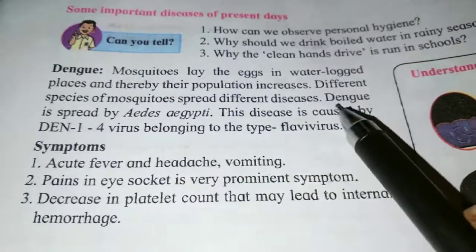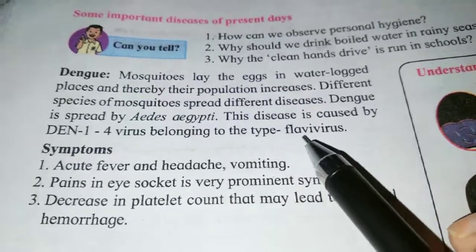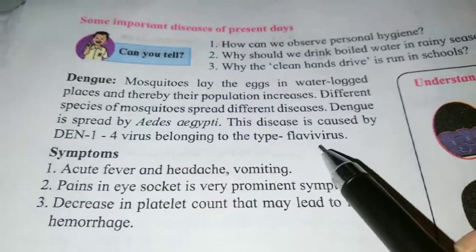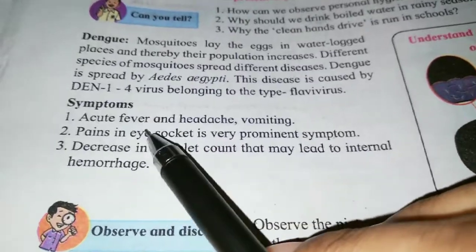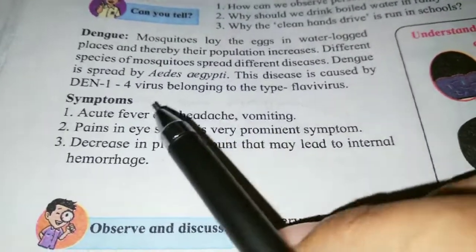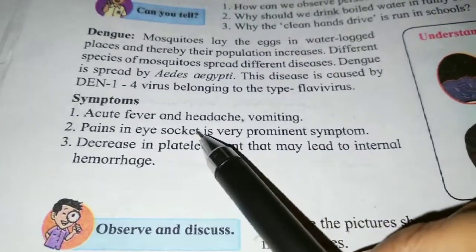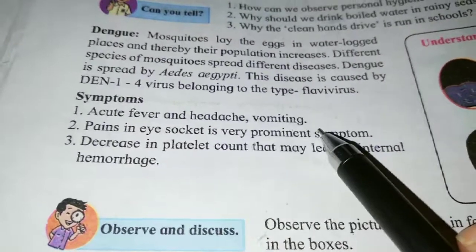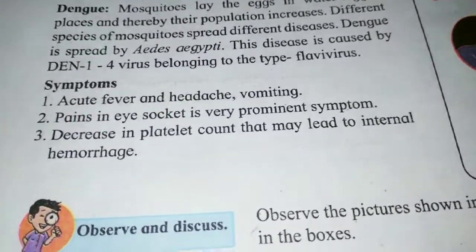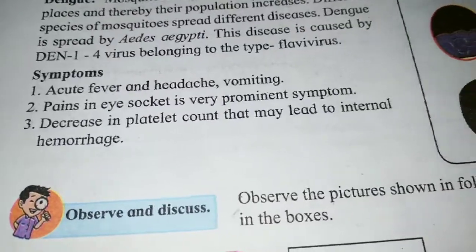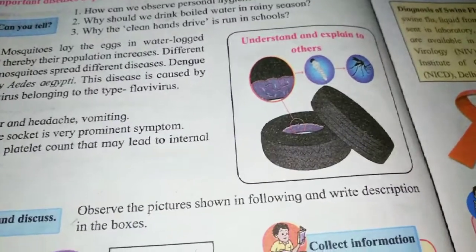This disease is caused by the DEN virus belonging to the flavivirus group. Symptoms are acute fever, headache and vomiting. Pains in the eye socket is a very prominent symptom. Decrease in platelet count may lead to internal hemorrhage. You have to see the picture, understand and explain to others.